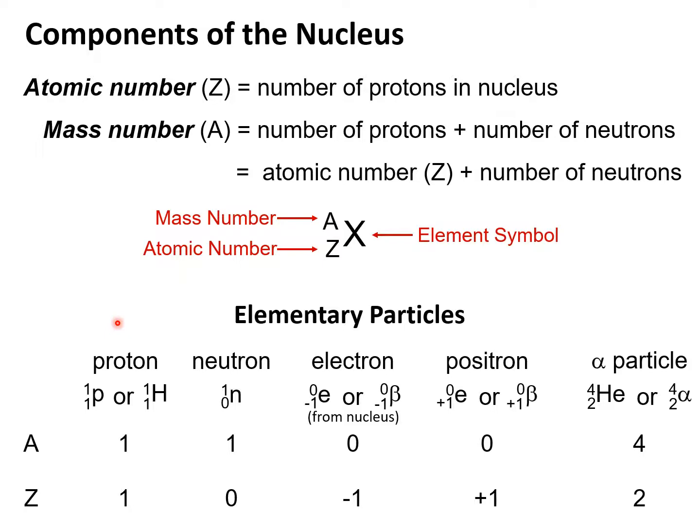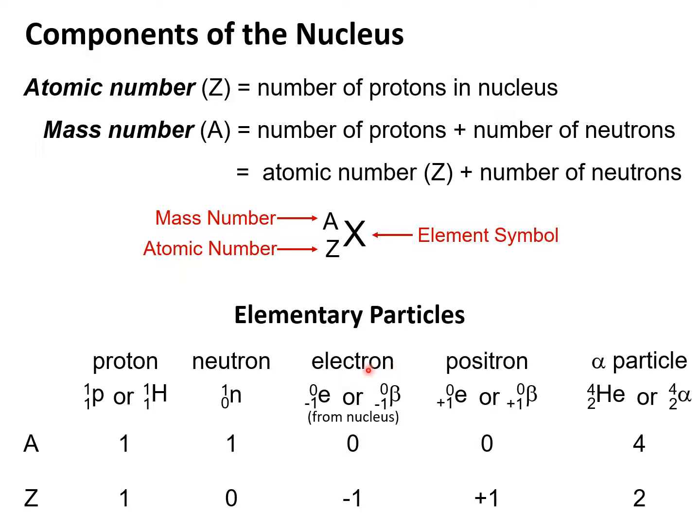There are a number of elementary particles in nuclear chemistry. The first one that we'll talk about is the proton, which is given the symbol p or capital H. Since a proton has a mass of 1, the mass number of the proton is 1. And since it's a proton, it has an atomic number of 1 as well. The next elementary particle is a neutron, which is given the symbol n. It has a mass number of 1, and since it's neutral, it has an atomic number of 0.